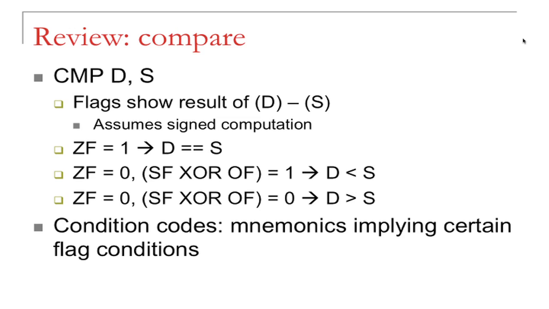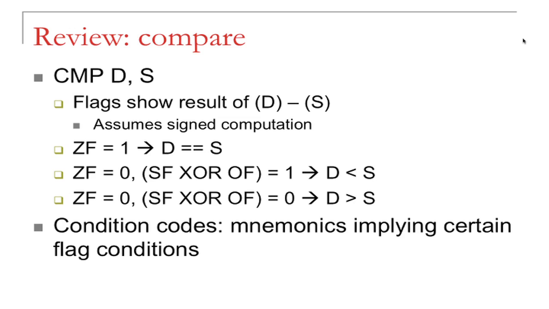For the comparison instruction, we do D minus S, and we assume those are signed numbers, and the result will be three scenarios depending on the relationship between D and S. If they are equal, the zero flag will be 1, and if D is less than S, the zero flag will be 0, and the XOR of SF and OF will be a 1. And the third scenario is when D is greater than S.